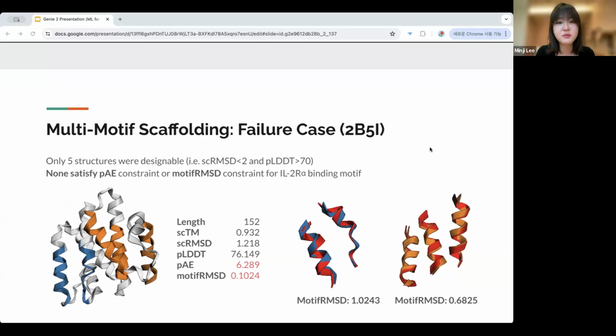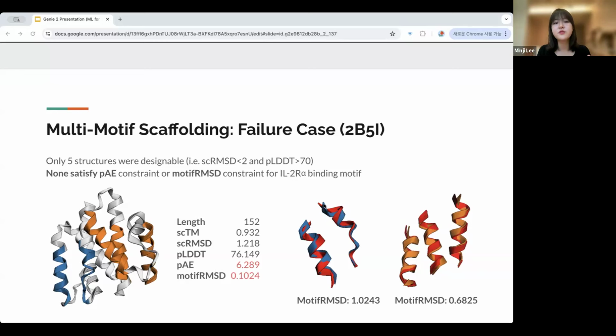Genie also fails on the problem 2B5I. In this case, satisfying self-consistency RMSD and pLDDT constraints was hard, so only 5 structures passed this criterion, showing the complexity of the problem itself. Here we visualize the closest success, with the motif RMSD and PAE slightly over the cutoff. Satisfying the motif RMSD constraint of the IL-2 receptor alpha binding motif, shown in blue, was the main complication, so the configuration of the motifs. You can see on the blue that this motif RMSD is slightly over the cutoff of 1.